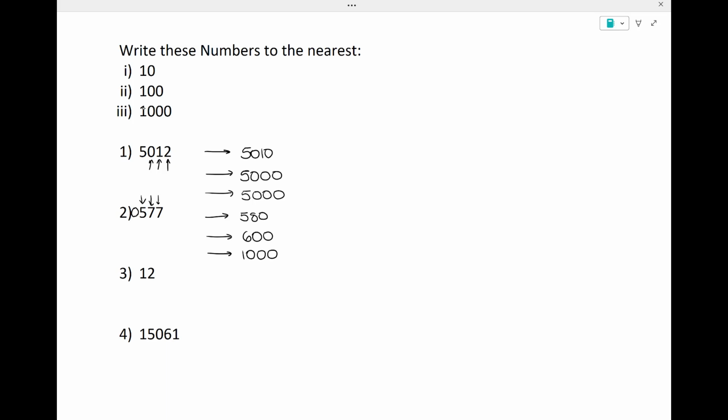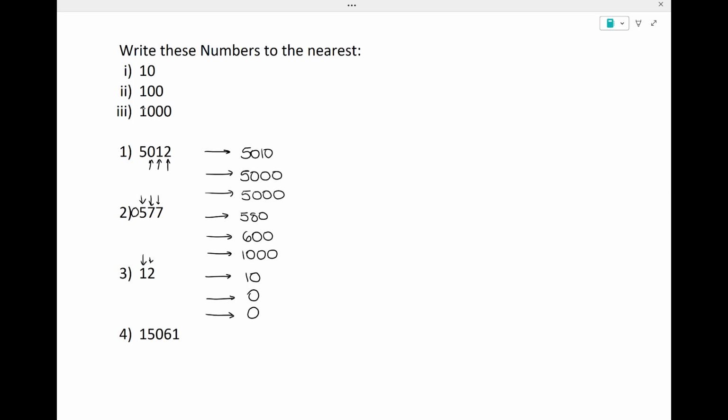Now just following the same process, the number 12 to the nearest 10 rounds to 10. Rounding to the nearest 100, we want both of these numbers to be a 0. 1 is smaller than or equal to 4, and so we'll round downwards, so this just becomes 0. And that is the same case with rounding to the nearest 1000, it just becomes 0.